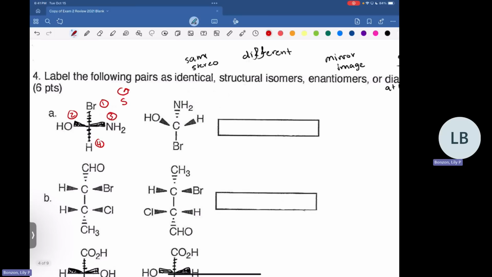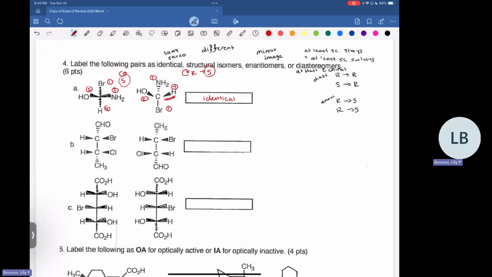On the other compound, we have bromine again. 1, 2, 3, and 4. So we have R, but our lowest priority group is on a wedge, so we have to flip it. So this one's going to be S. So this one, since they're both S, they're going to be identical because all the stereocenters are the same. Questions on that one?